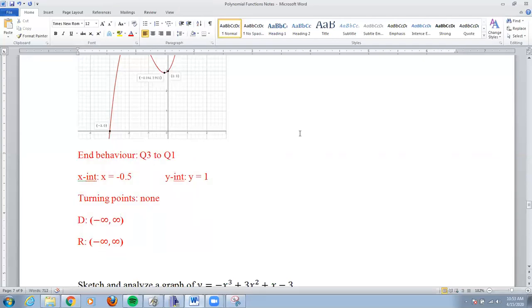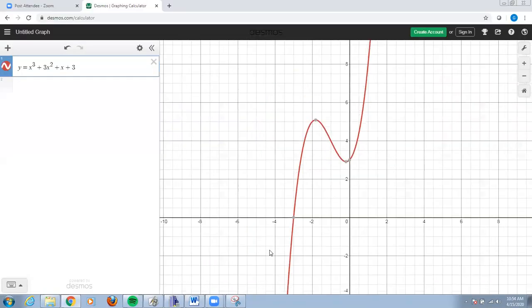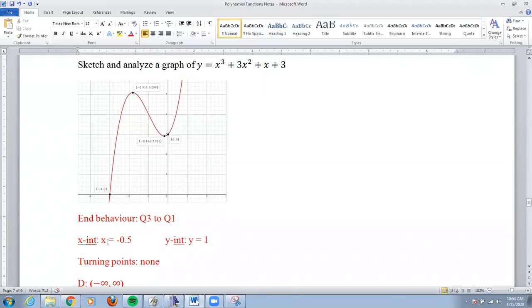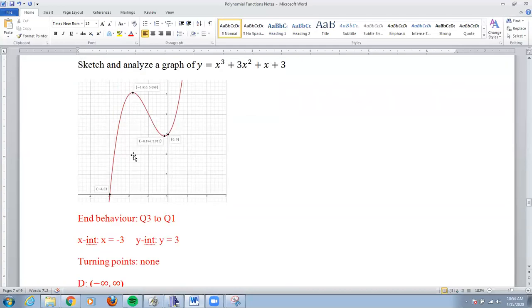Okay. So the end behavior. Well, the end behavior of the graph, it does start again in quadrant 3 and it goes to quadrant 1. So that would be the end behavior of the graph. So quadrant 3 to quadrant 1. The x-intercepts, there's only one. So that would be x equals -3. The y-intercept would be y equals 3. Again, it's the y value of the coordinate, and the x-intercept is the x value of the coordinate for the root.